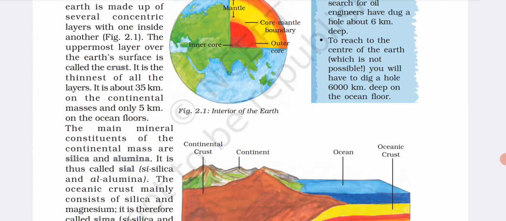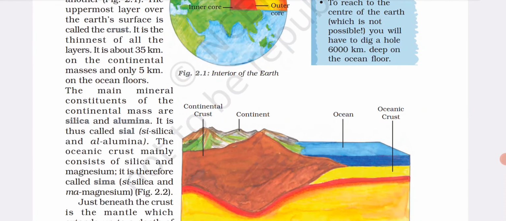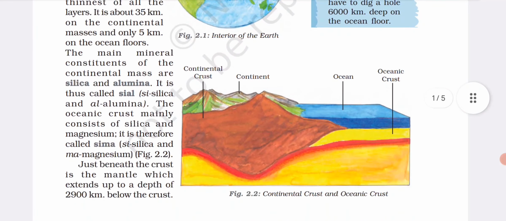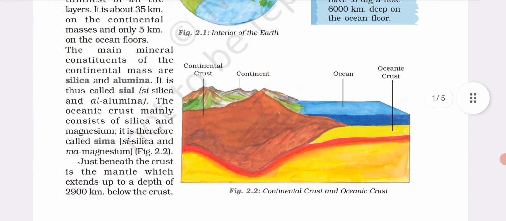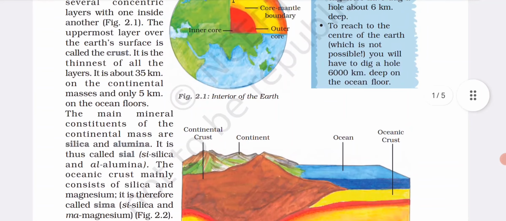The main mineral constituents of the continental mass are silica and alumina. It is thus called Sial, Si for silica and Al for alumina. The oceanic crust mainly consists of silica and magnesium. It is therefore called Sima, Si for silica and Ma for magnesium. Just beneath the crust is the mantle, which extends up to 2,900 km below the crust.